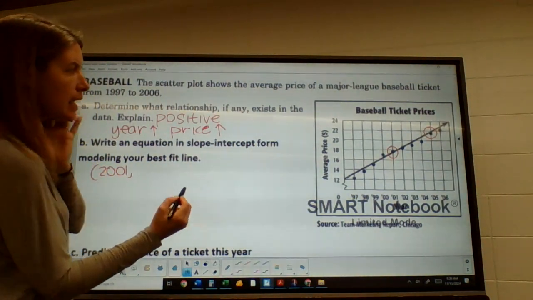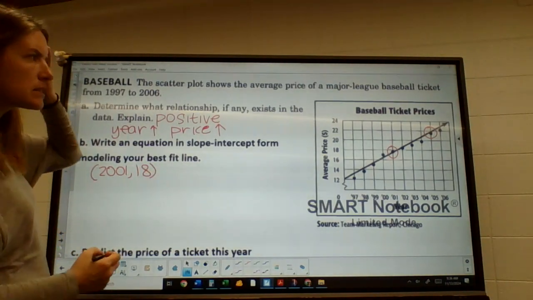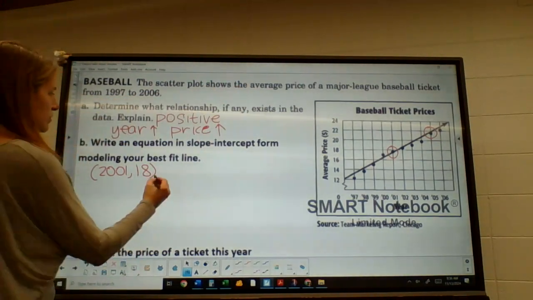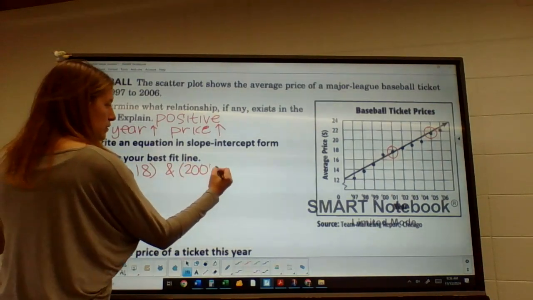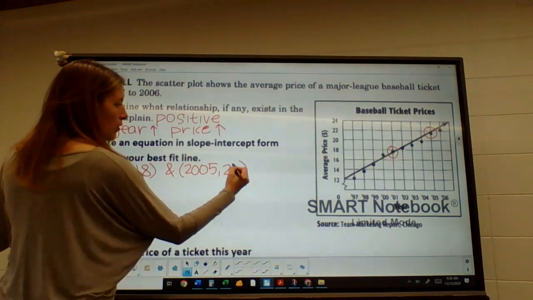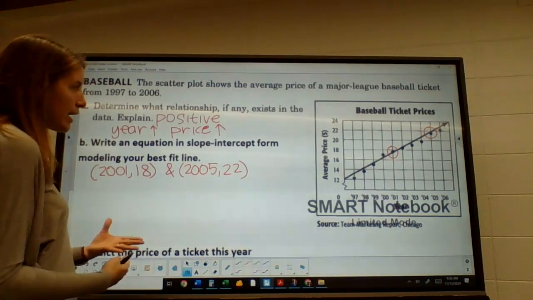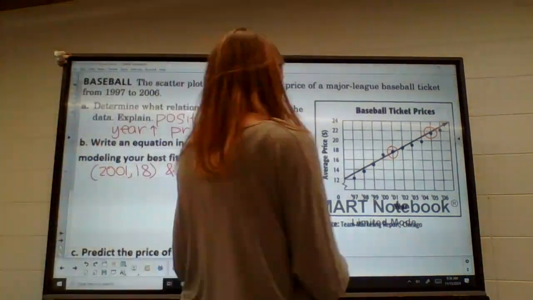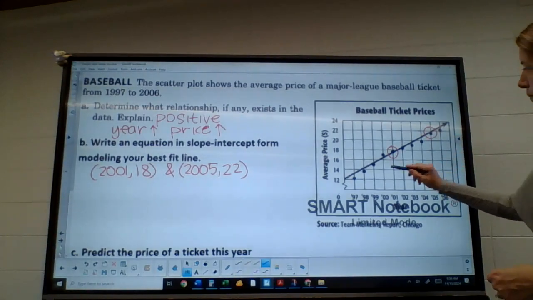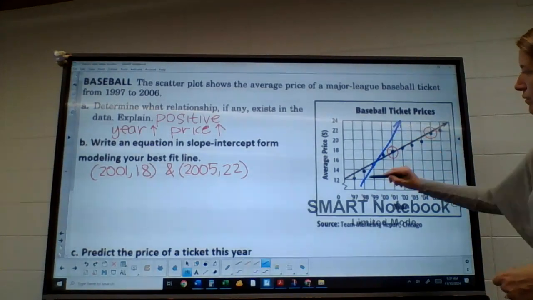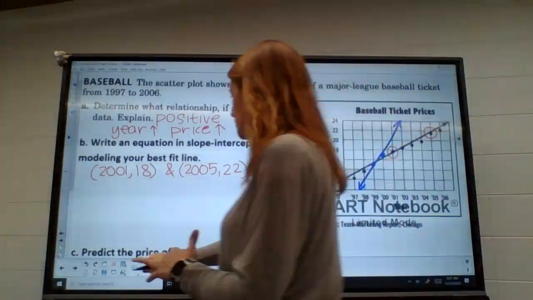And then 18 is the price. My next one is 2005 and 22. So I picked a couple that I thought were close to the line. And if you pick something different, it should work okay as long as you're not picking, for instance, those two. Those wouldn't be good ones to pick because they're going too steep. So we wouldn't want to do that.